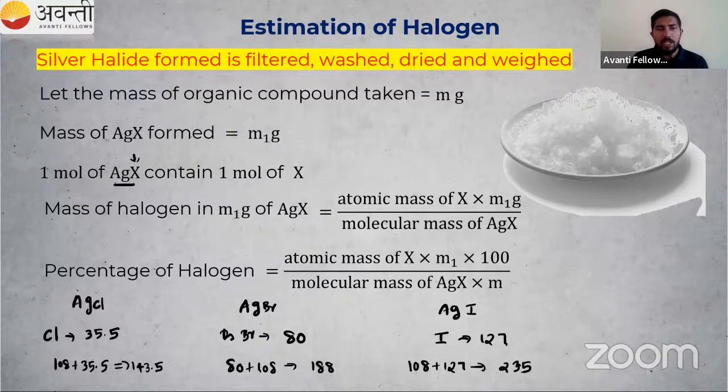So percentage of chlorine is equal to 35.5 into m1 into 100, divided by molecular mass of AgCl, 143.5, into m, that is the mass of organic compound. You have to substitute the values and find the answer. So that's it for the estimation of halogen, right? For chlorine, bromine, iodine, we have studied.